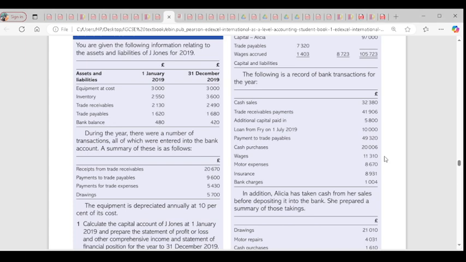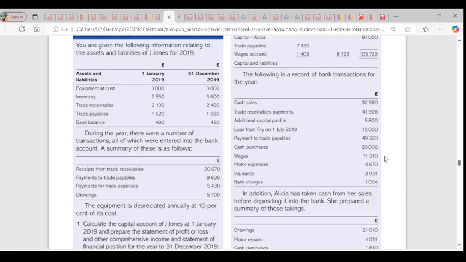Okay. So our cost of sales is 2,550 plus 9,660, which gives us 12,210 minus closing inventory, which is 3,600. That's our cost of sales. Our cost of sales now is 8,610. Revenue 21,030 minus 8,610 gives us our gross profit, which is 12,420.